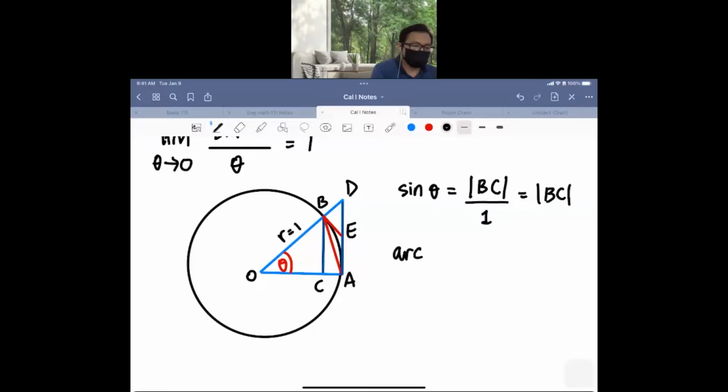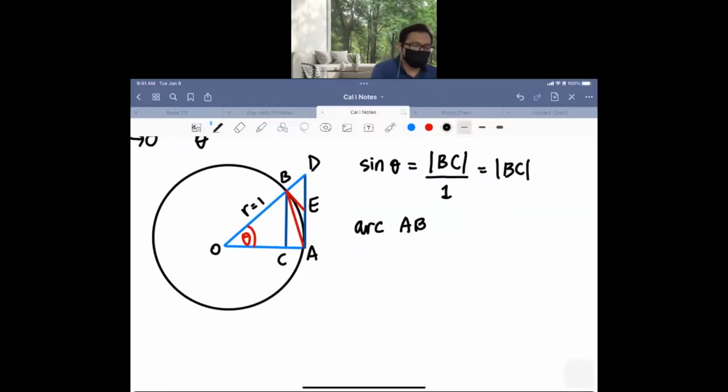Okay, and then consider the arc AB. What's the arc? The arc is the curvy part on the sector. So if we take a circle, okay, now this is the arc. This is what we call the arc. So arc AB means the part of the circle from point A to B.